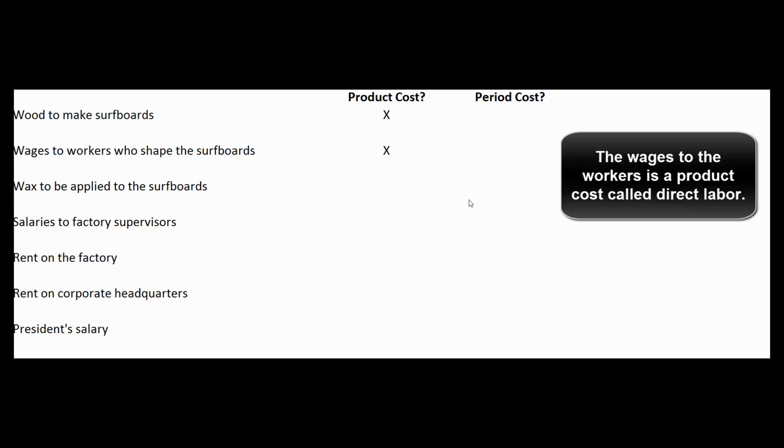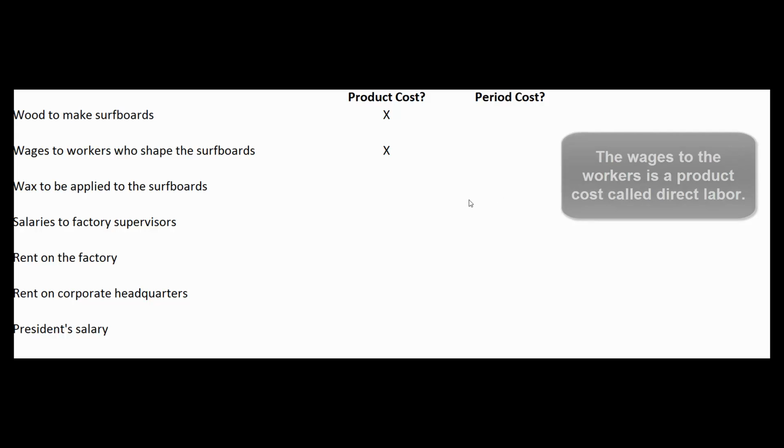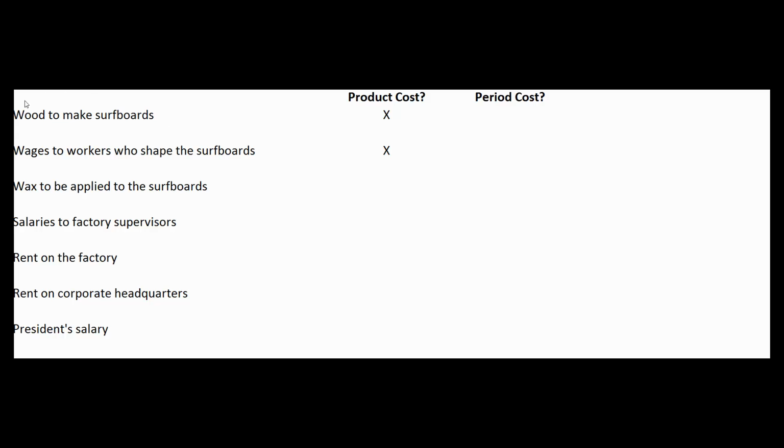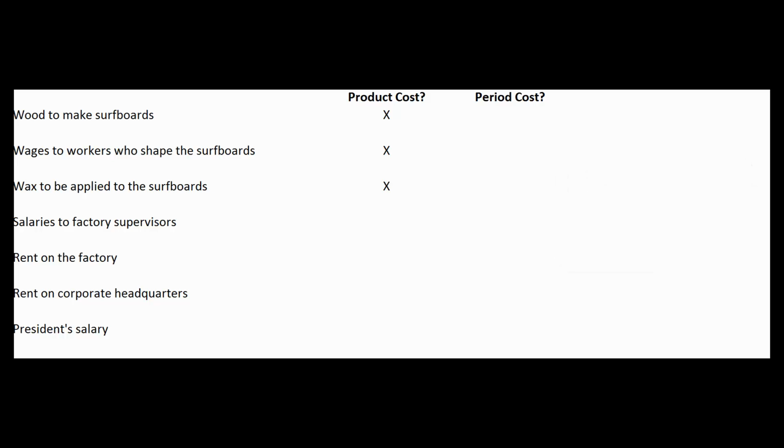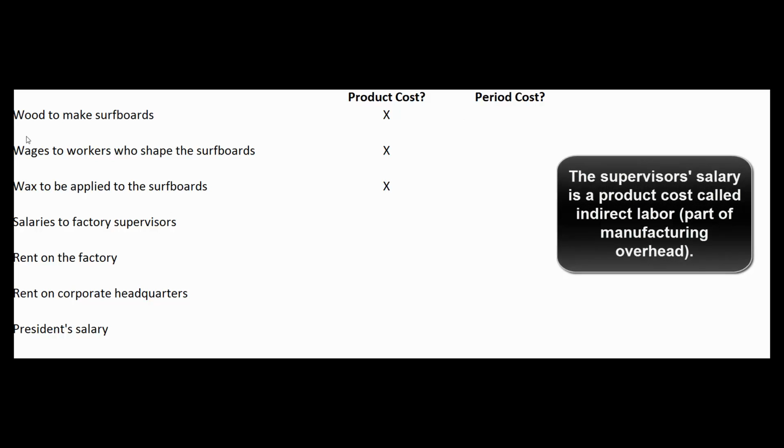What about wax applied to the surfboards? Well, that's part of the product cost. It's a little different than the wood. We're going to be able to keep track of that pretty easily. But the amount of wax that gets applied to every surfboard, we're probably going to call that indirect materials, but it certainly is a product cost. And what about salaries to factory supervisors? That's a cost inside the factory, so it's a product cost. It's a little different than direct labor, these people that are working on the surfboards directly, but it's certainly a product cost. And what about rent on the factory?